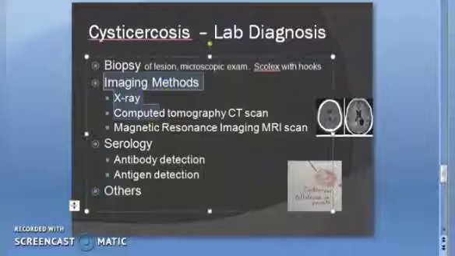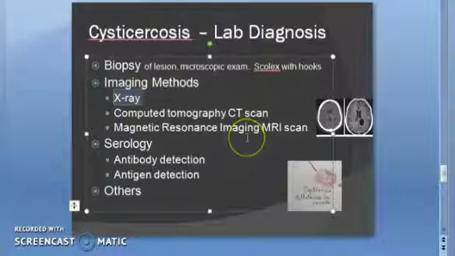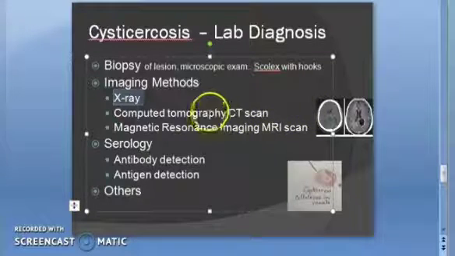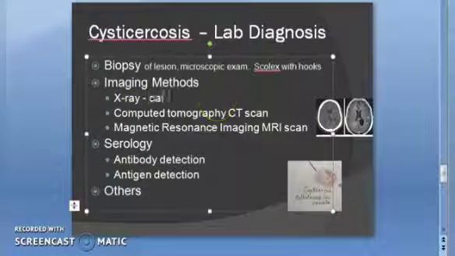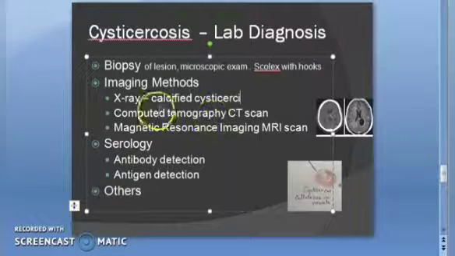Imaging methods, you can do X-ray. Calcified cysticerci you can detect by radiography. So basically you know that it will cause calcification, fibrosis, and finally the larva itself will die in that place. So in X-ray you will see calcified cysticerci of subcutaneous tissue, muscles, buttocks, thigh. X-ray of the skull can also demonstrate cerebral calcified cysts. So basically you can see calcified cysticerci.